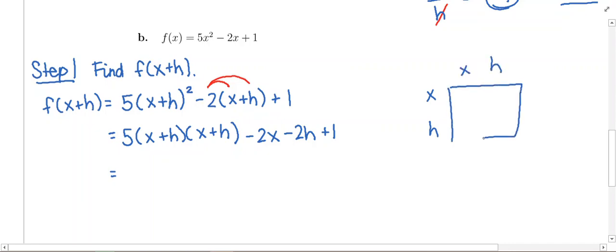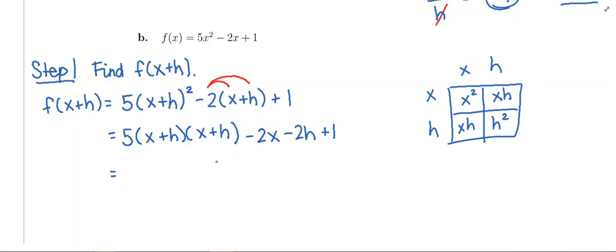Okay, so if we do that, we're going to multiply each pair. So x times x is x squared. X times h is xh. H times x, you can multiply in either order. That's the same as x times h. And then h times h is h squared. Okay, so if you multiply x plus h and x plus h, you're going to get 4 pieces added together.